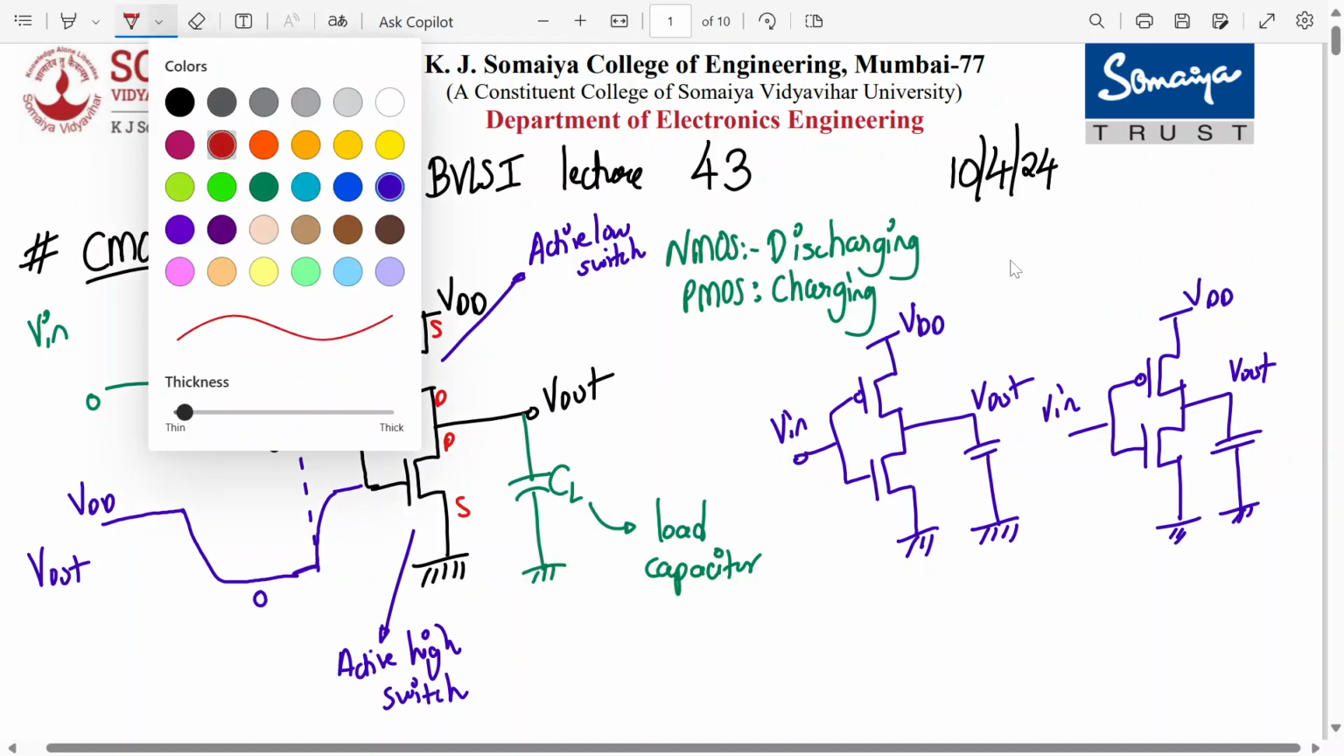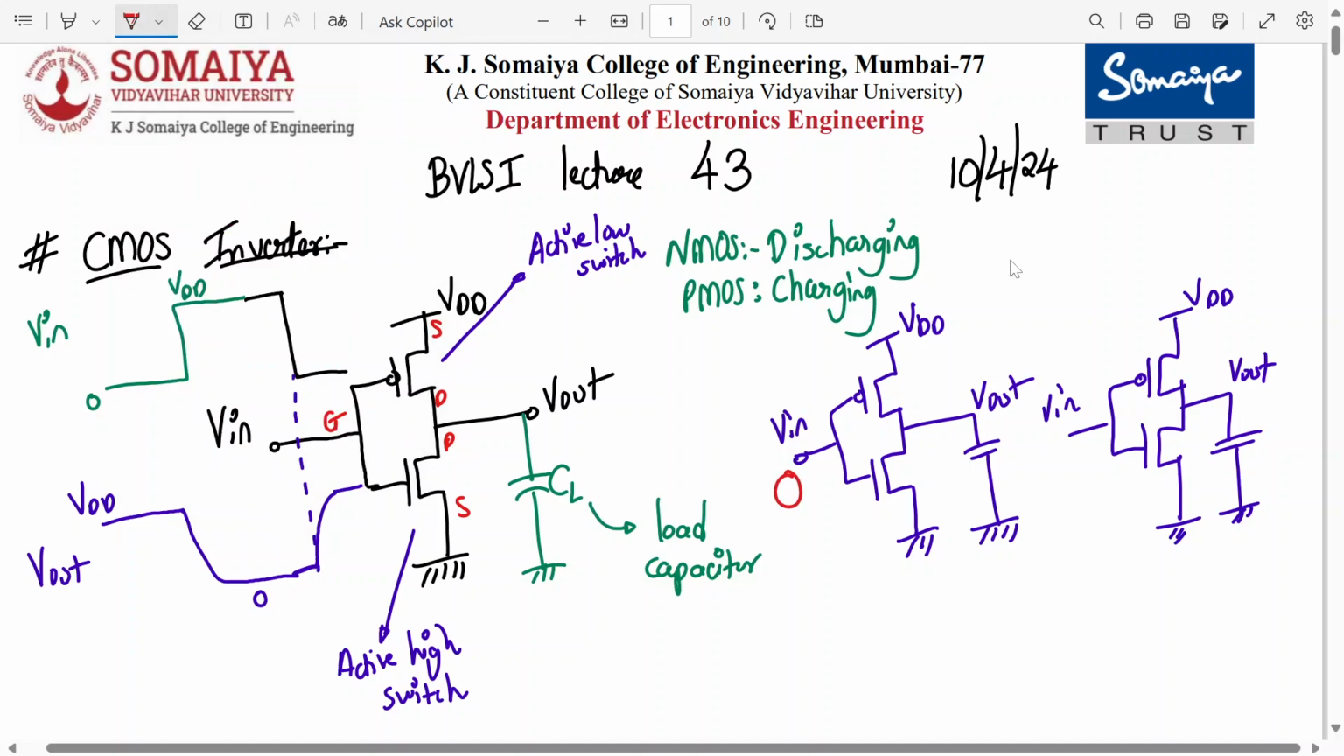In steady state, my input is logic 0. What should be the output? Logic 1. So for that, which transistor will be on? This active low. So this transistor will be on, this will be off. Off means it will behave as an open switch. So my output CL will charge towards VDD level. So here for 0 input, my output will be charging towards VDD. So the PMOS will be on when the input is logic 0.